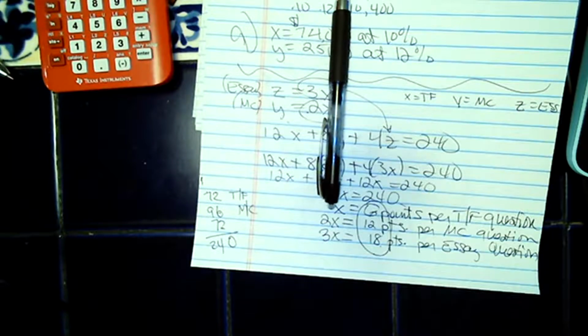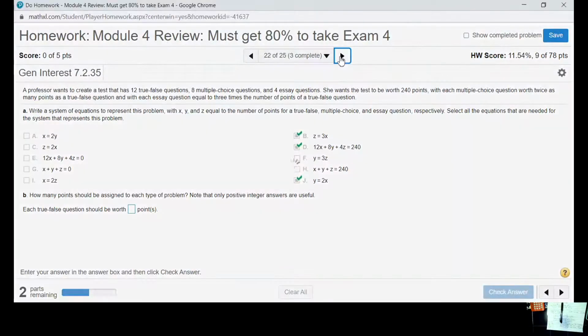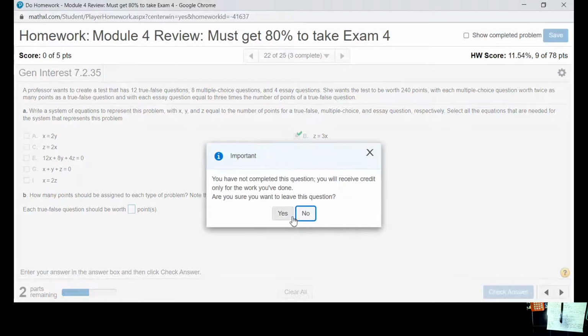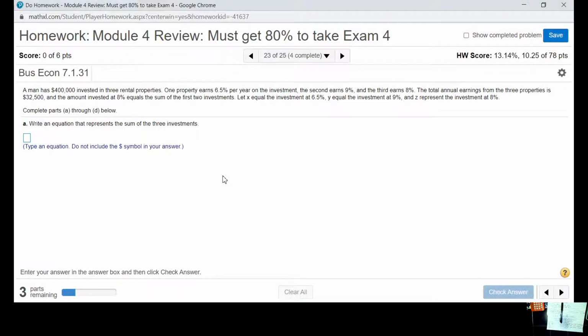All right, so let's go and look at, where were we? That was 22. Yes, I want to leave this question. What's 23? This is another interest rate problem. So this one is just like the other one, but we've got 3 parts. We have the $400,000 is the total investment.